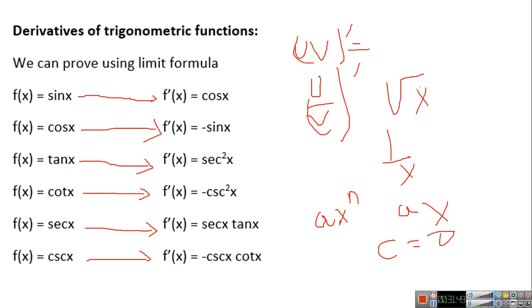So sine is cosine x. Cosine x is minus sine x. Tangent is secant square. Cotangent is minus cosecant square. Secant is secant tangent. Cosecant is minus cosecant cotangent. So now write it on a piece of paper so that we can start.